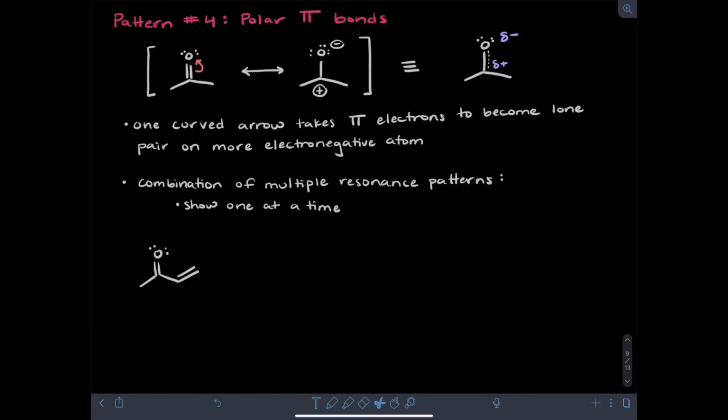Sometimes you'll need to show a combination of different resonance patterns, and my hint is to show one at a time. So let's consider a molecule where I have a ketone that is adjacent to a carbon-carbon pi bond. First, I'm going to show the pattern for the polar pi bond resonance pattern.